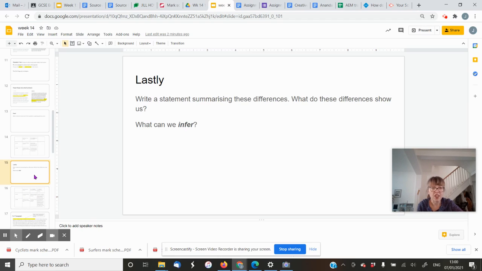So pause the video and have a little think now about what are we inferring about those differences? What are they showing us? Why might they be different?